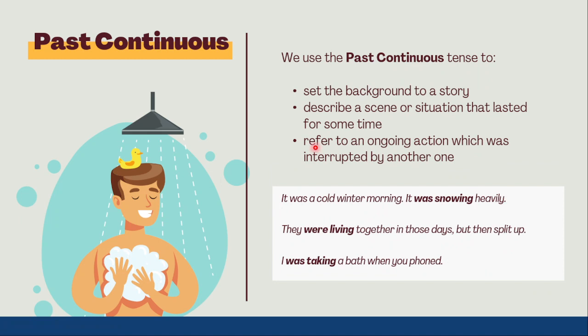The second tense we use in narrating events is the past continuous. So we use the past continuous tense, first of all, to set the background to a story, second, to describe a scene or situation that lasted for some time, and third, to refer to an ongoing action which was interrupted by another one. So these are the three usages of the past continuous. Let's look at these examples. It was a cold winter morning. It was snowing heavily. So this is setting the scene or setting the background to a story.